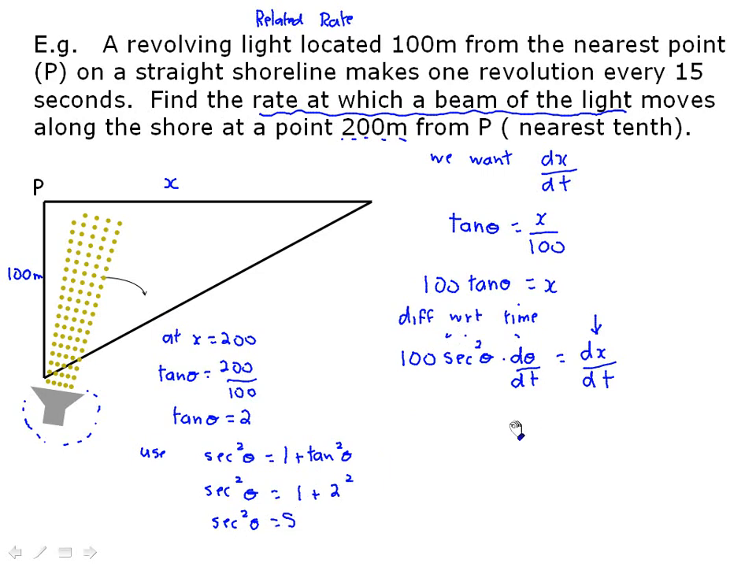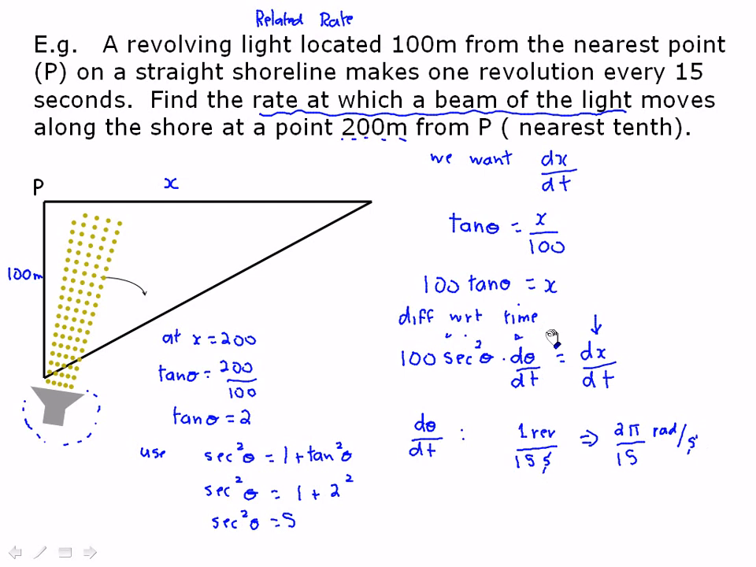Now we need to get d theta dt. This is the rate that the angle is changing as time changes. And here we note that one revolution takes place every 15 seconds. In trigonometric terms, one revolution is 2 pi rads. So we get 2 pi rads per every 15 seconds. So you can say 2 pi over 15 rads per second, and that is d theta dt. So we've got that now.